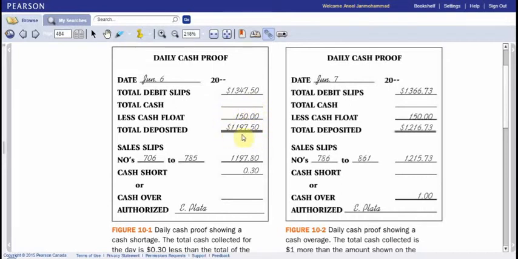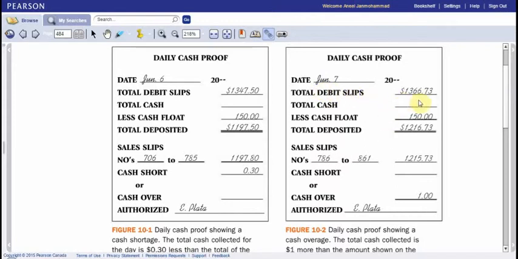Okay, now if that's what was deposited, it's talking about, okay, all my sales slips, so all my cash slips add up to $1,197.80. Okay, and cash is now short 30 cents because what we deposited was this, and what we should have had was this. So you see, we have 30 cents short. Okay, let's take another example on June 7th.